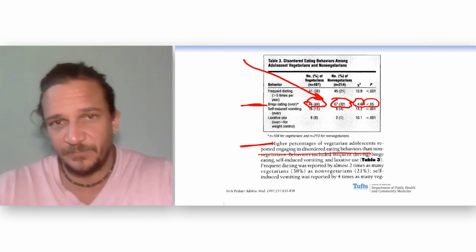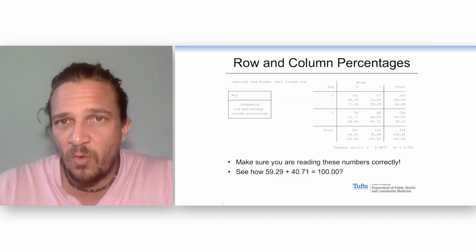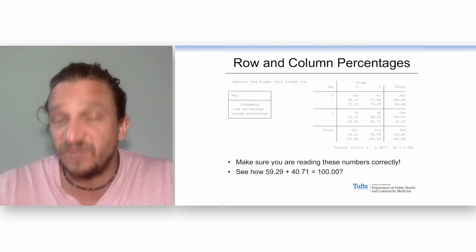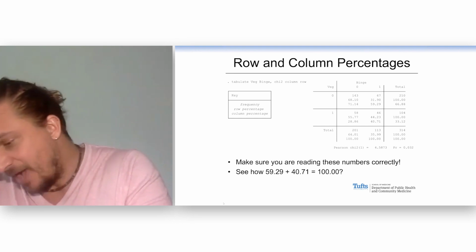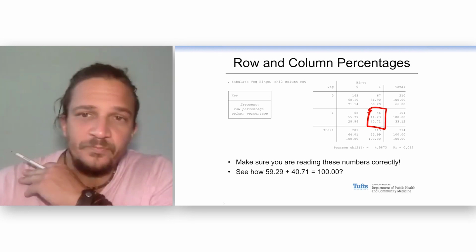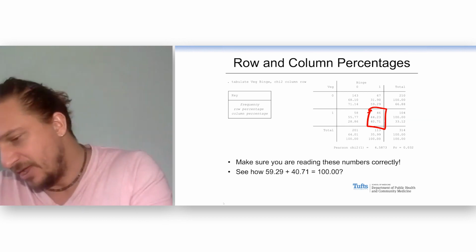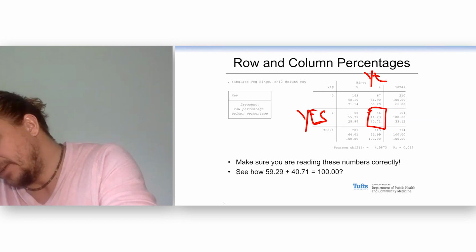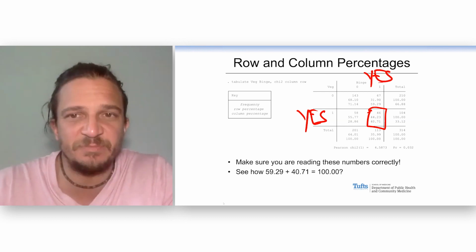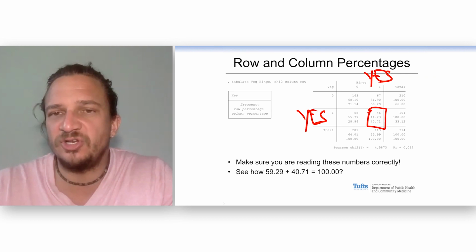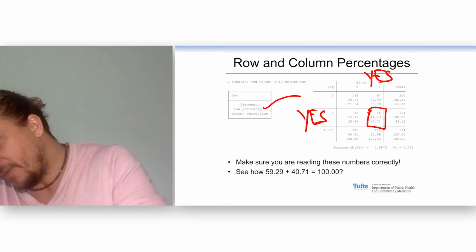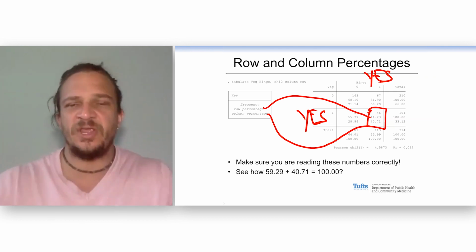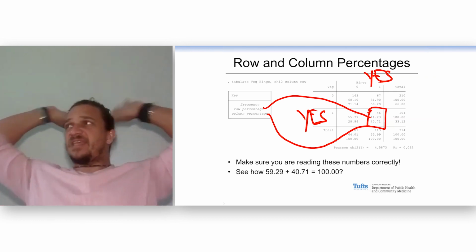The mistake is this. You can get a row or a column percentage to summarize the results of your research. I want you to look at this cell right here. This cell right here is the cell of yes, vegetarian, yes, having a binge eating episode. There are 46 people in there. But we see that there are 2%. There's a row percent and there's a column percent.